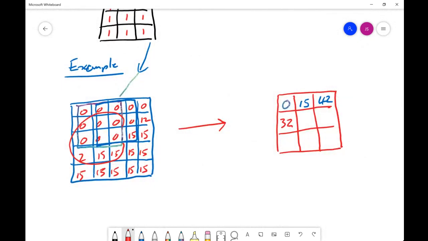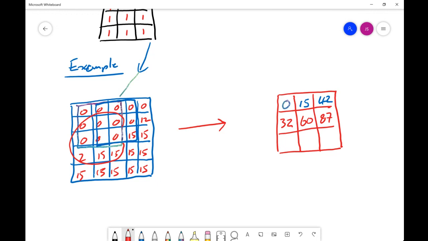In the middle, 0, 0, 0, 0, 0, 15, 30, 45, 60. Middle right, 0, 0, 12, 0, 15, 30, 42. Gosh, my arithmetic. 42 and 45 is, gosh, 1, 2, 3, 4, 5 15s are 75, and 12 is, I think it's 87.